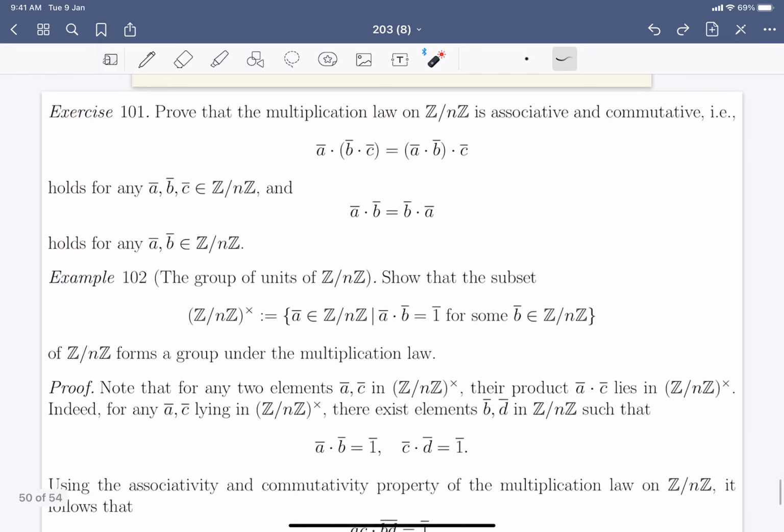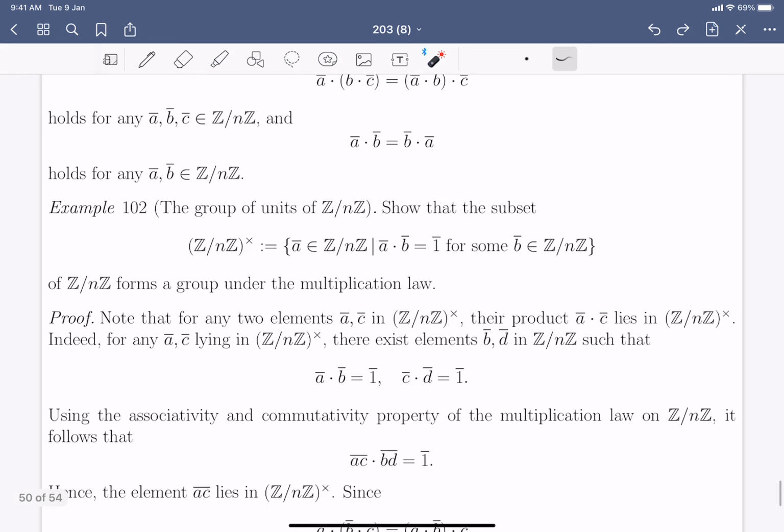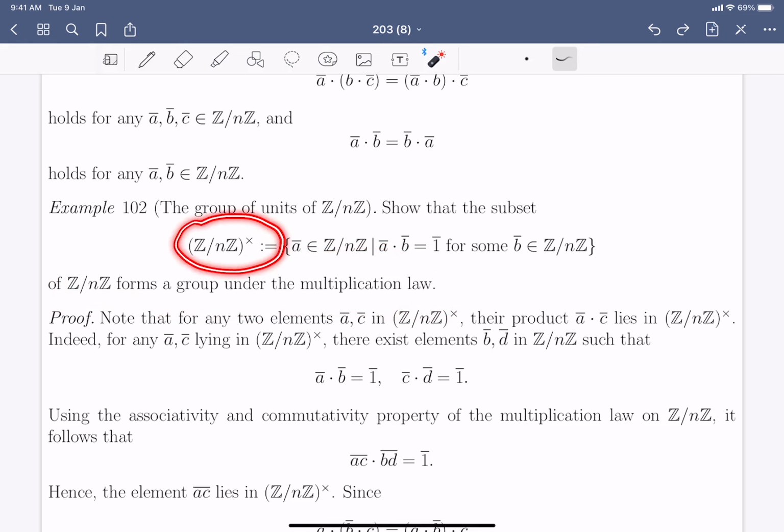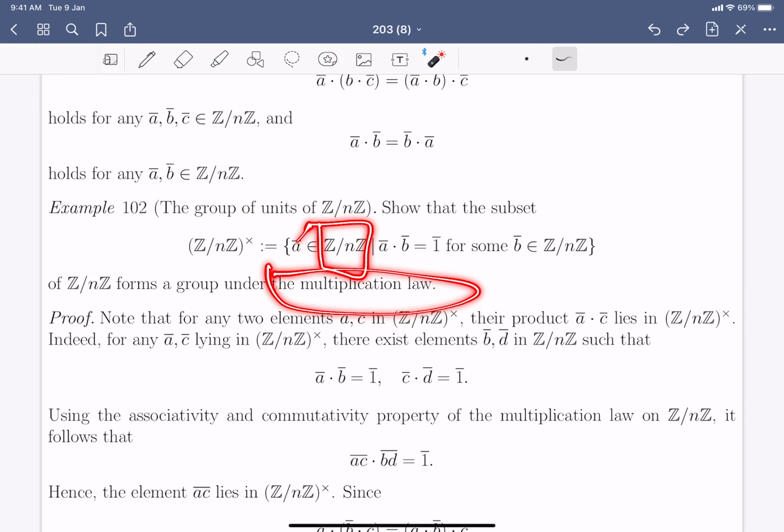I leave this as an exercise for you. Okay, and now we'll show that Z mod nZ forms a group under the composition law. Actually, we mentioned that Z mod nZ does not form a group under the multiplication law for n greater than or equal to 2. However, we will show that a certain subset of Z mod nZ forms a group under this multiplication law.